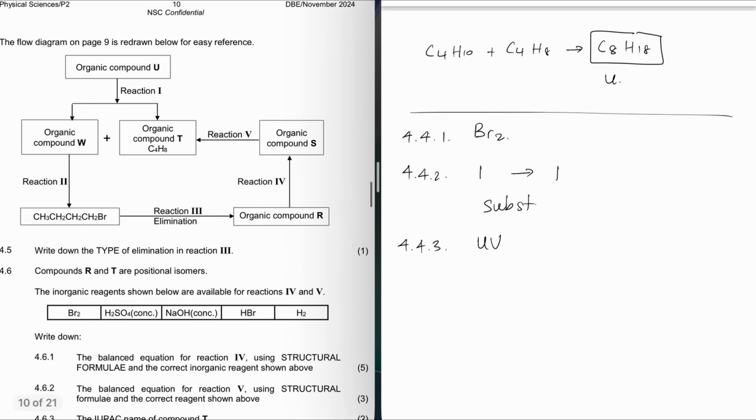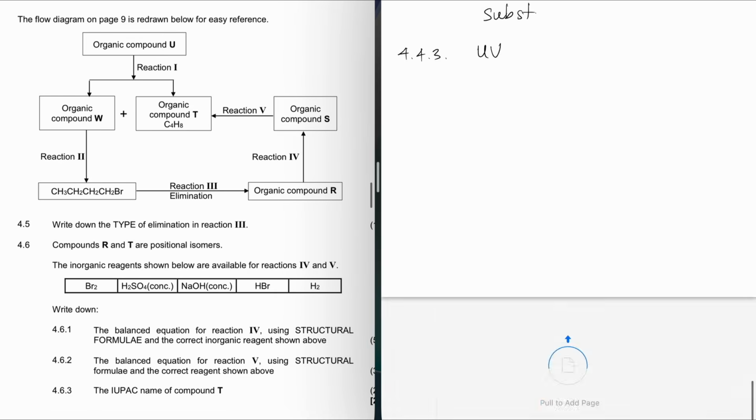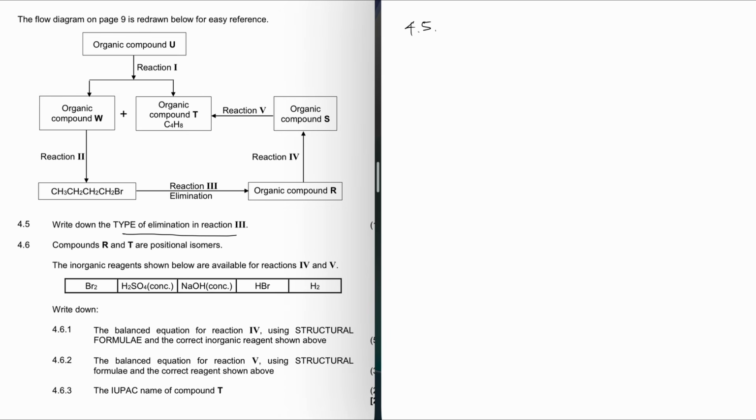Let's move on now to the next part of the question, question 4.5. Question 4.5 asks, write down the type of elimination reaction in reaction 3. So reaction 3, we are going from a haloalkane to organic compound R. We don't know what that is, but we know it's an elimination reaction.